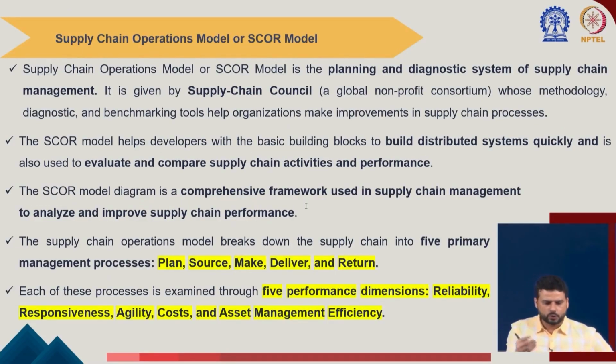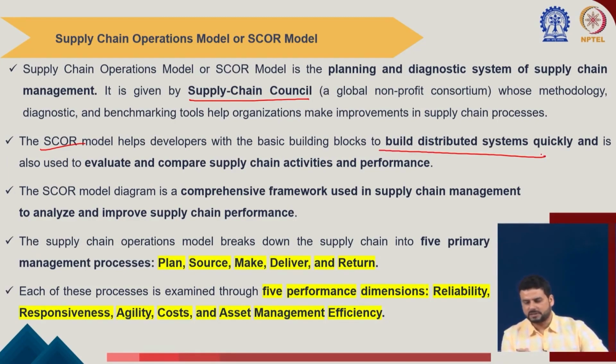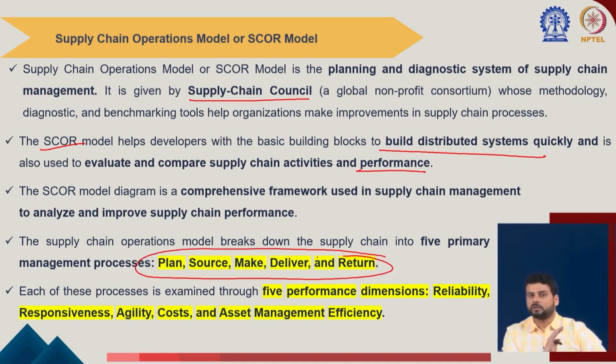So let us talk quickly about the supply chain operations reference model given by the Supply Chain Council, who has given so many different tools to improve supply chain processes over time, right. But this core model is the basic building block to build your distribution systems quickly and with performance, because it will include all your major processes through all the stakeholders, and these 5 major processes are plan, source, make, deliver and return the final product.